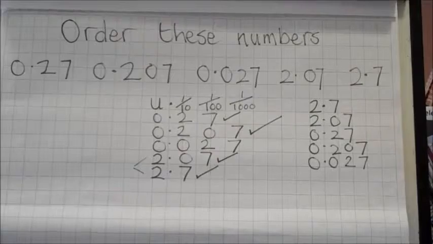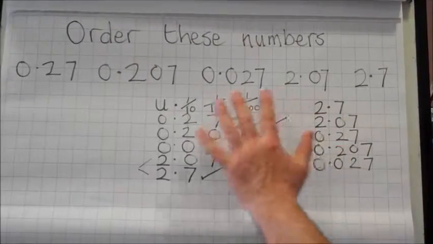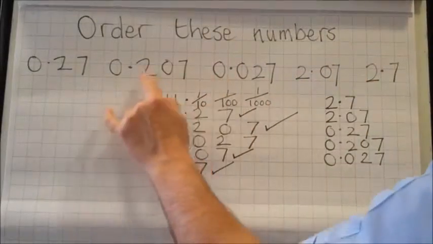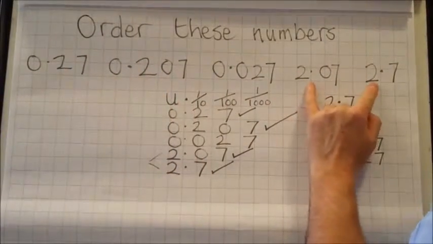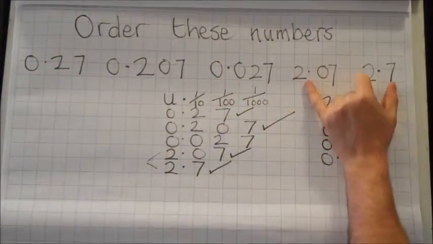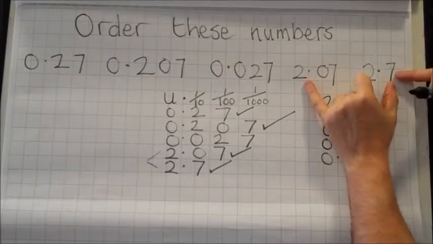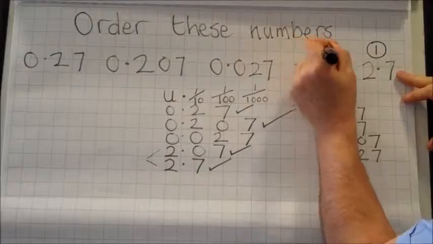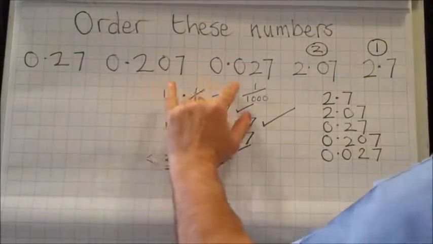You could also do it this way if you're really good at your place value. Check along your units first on the original question. So I know these two are the largest. Which one has the most tenths? It's this one here, so this is number 1. This has got to be number 2. Then I'll check for number 3.